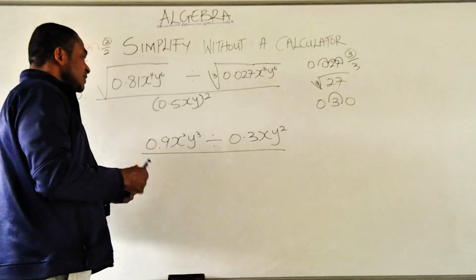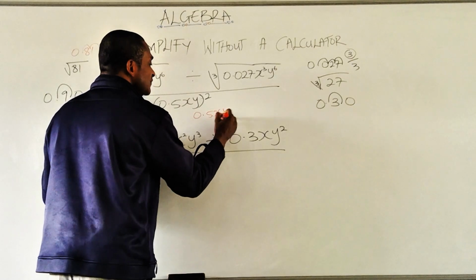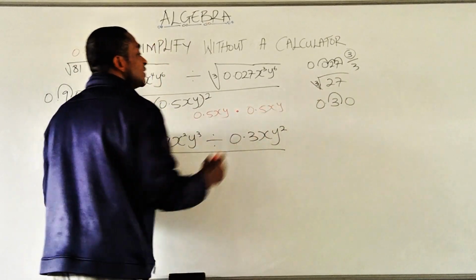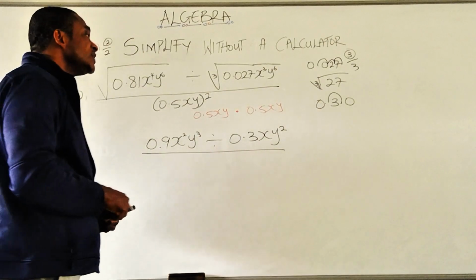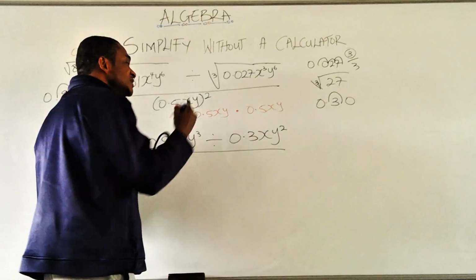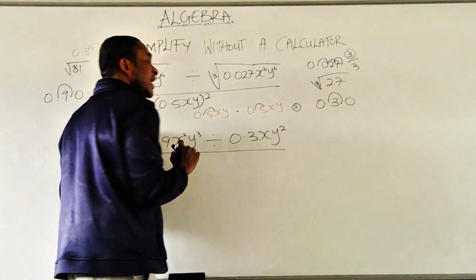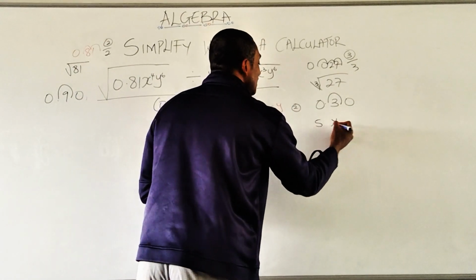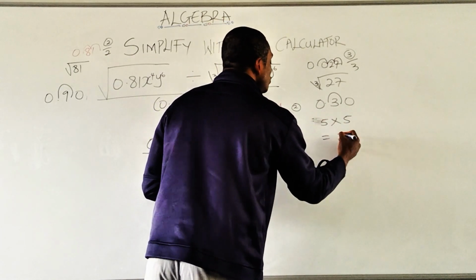Please note that this is 0,5xy times 0,5xy. That is what the square does. Now, how do we deal with multiplication? The same, take out the decimal places. If I take out 1 here and take out 1 here, in all, I took out 2 decimal places to make these whole numbers. So I will have 5 times 5, which gives me 25.